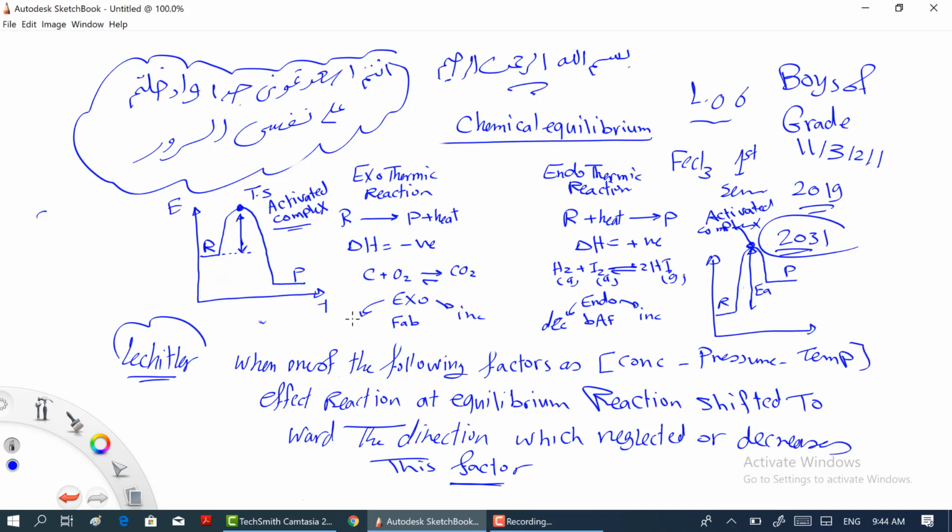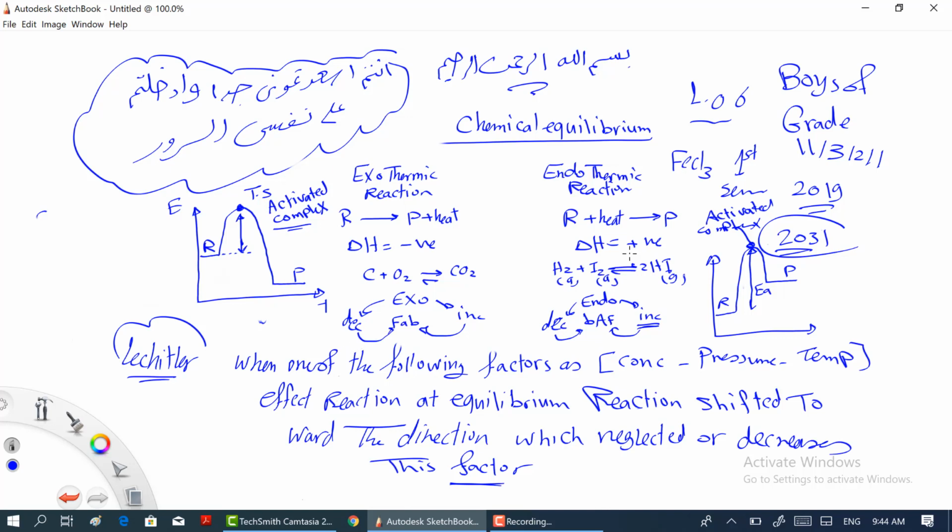Increase or decrease. So in the endothermic reactions, increasing the temperature will shift the reaction in the forward direction. Decreasing the temperature will shift it backward. Exothermic, increasing the temperature shifts the direction backward. Decreasing shifts the direction forward.